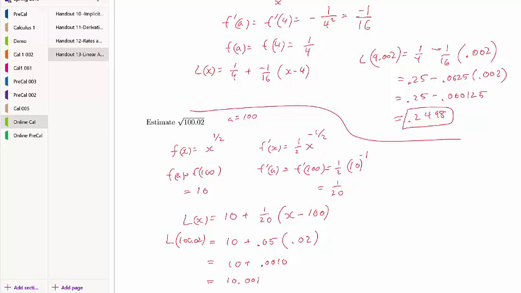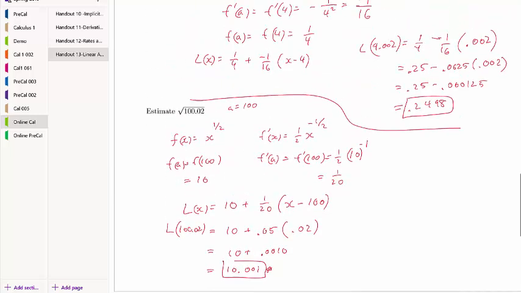Now, if you get your calculator out and calculate the square root of 100.02, you'll find that it is awfully close to the value that we found right here. Okay. All right, that's it. That's all we have for this handout. We went over a linear approximation technique and how to use this technique to approximate certain values using what we know of the derivative.